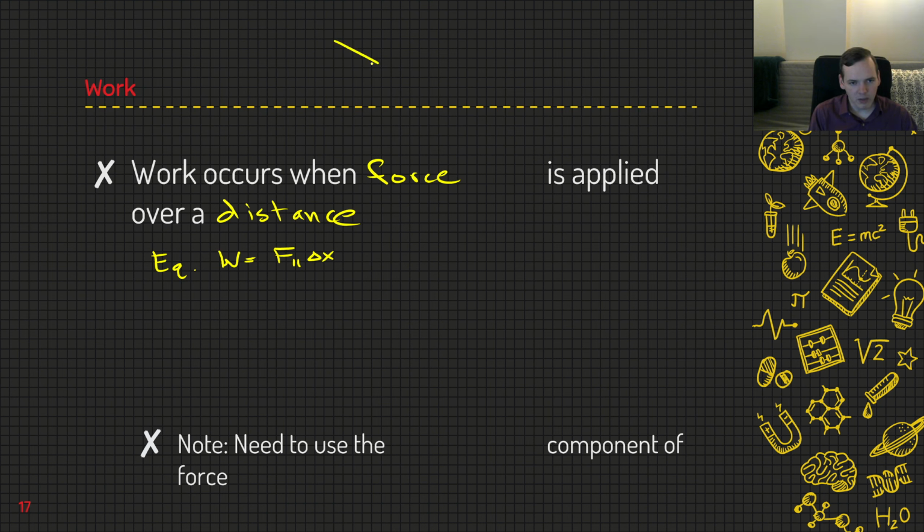As an example of that, if I'm pushing down at some angle, and I'm pushing a box across the floor, I'm only going to count however much of my force is pointed forward, whatever my horizontal component is, because that's the direction that the box actually moves. So I take F, in this case cosine theta, and multiply it by delta x. That's our equation. And like I said, you need to use the parallel component of force. So find however much force is pointed in the direction that you're moving, and then multiply it by however far you've moved it.